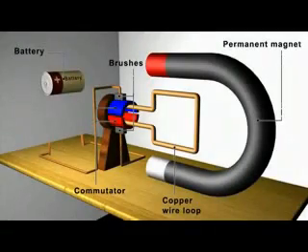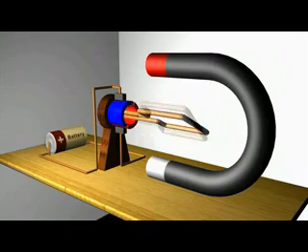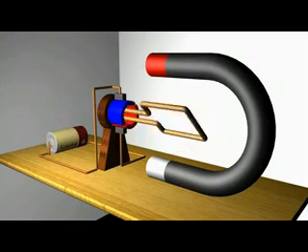This is a very simple and basic structure of an electric motor. We can see the battery, the commutator, the brushes, the copper wire loop, and the permanent magnet. The brushes are attached to a wooden support, and the commutator is fixed to the loop of copper wire. The commutator rotates freely, rubbing against the brushes.